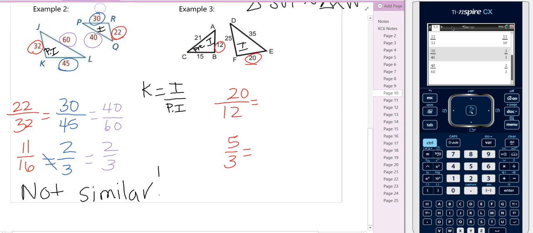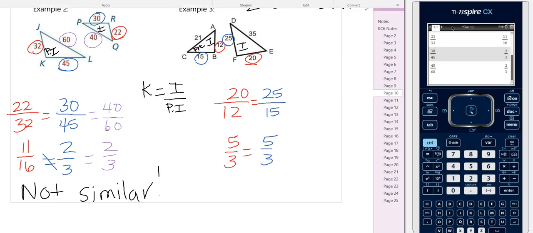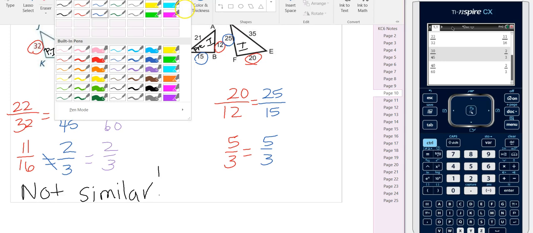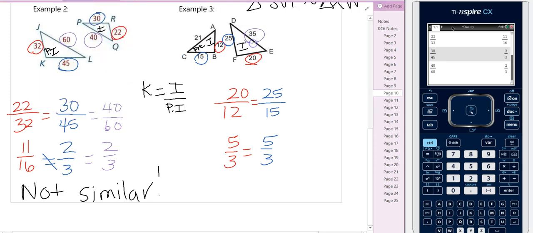When you look for the middle, we have 25 over the middle over here, which would be 15. And that also simplifies to 5/3. So good, 2 out of 3 so far. Our last one, big side, would be 35 over the other big side of 21. And that simplifies to 5/3. So yes, all 3 sides are proportional.